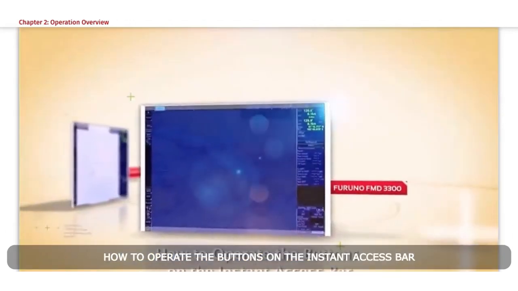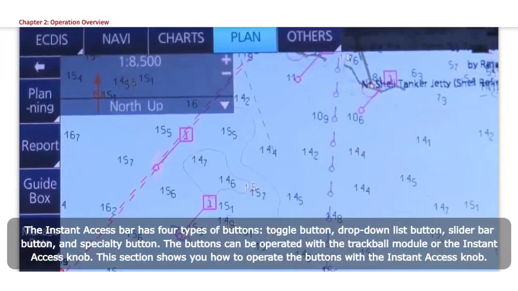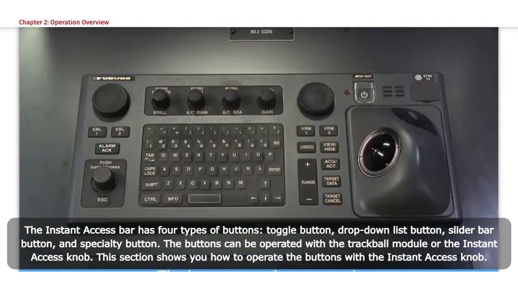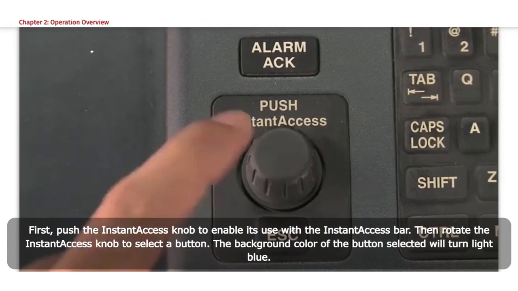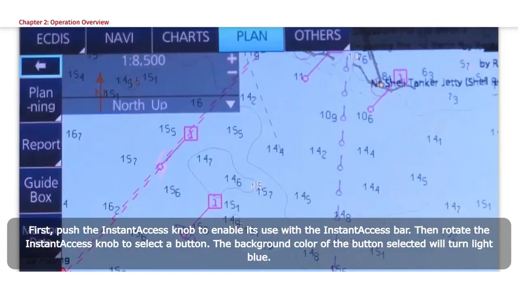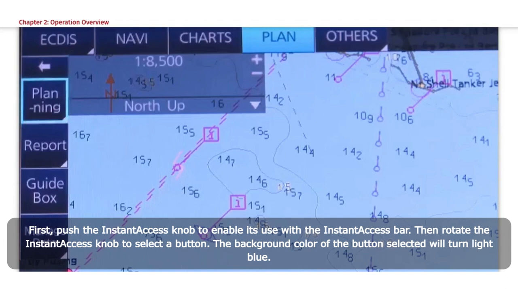How to operate the buttons on the Instant Access Bar. The Instant Access Bar has 4 types of buttons: toggle button, drop-down list button, slider bar button, and specialty button. The buttons can be operated with the trackball module or the Instant Access knob. This section shows you how to operate the buttons with the Instant Access knob. First, push the Instant Access knob to enable its use with the Instant Access Bar. Then rotate the Instant Access knob to select a button. The background color of the selected button will turn light blue.